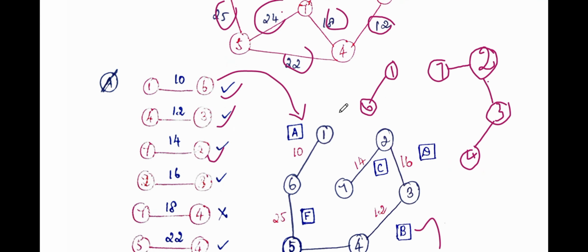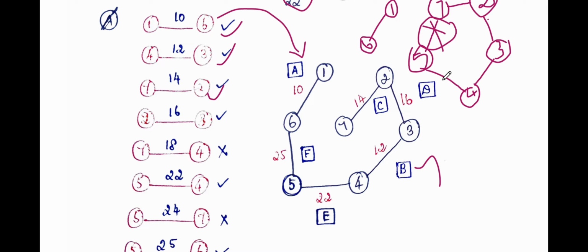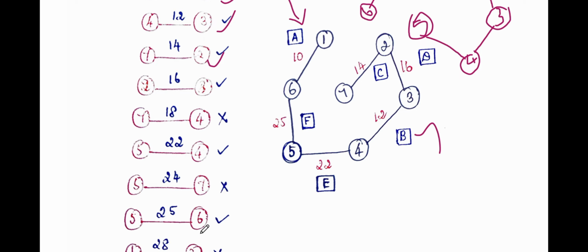Then what is possible? Next, we take the next smallest one. Next smallest is 22, 5 to 4. So we connect 5 to 4. That is possible. Then next 5 to 7. If we connect 5 to 7, it forms a cycle, right? So we cannot add this edge in the MST. Clear? Every time you add edges in the MST, just check whether a cycle is present. If a cycle is present, don't add that edge in the MST. Clear?